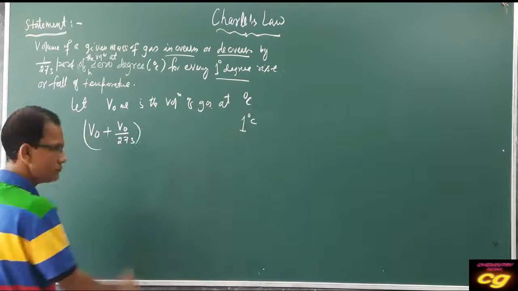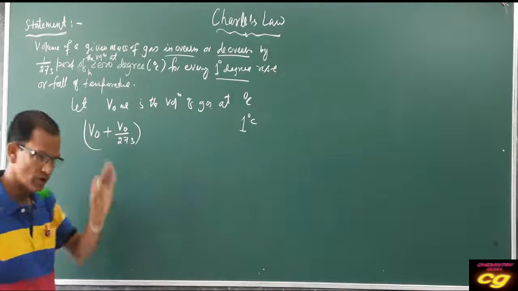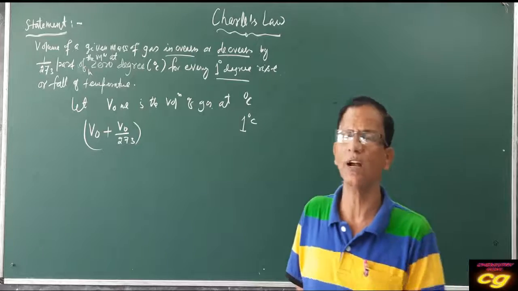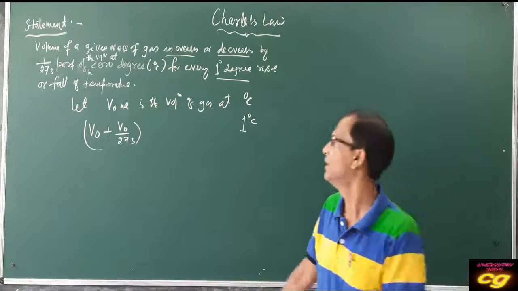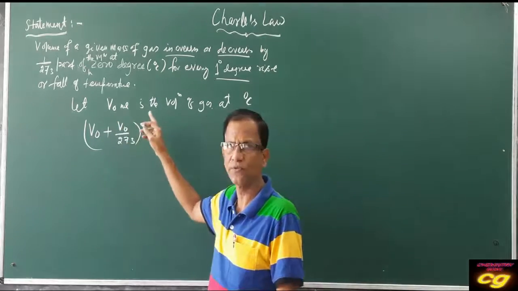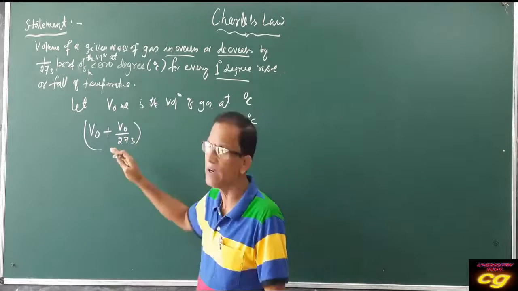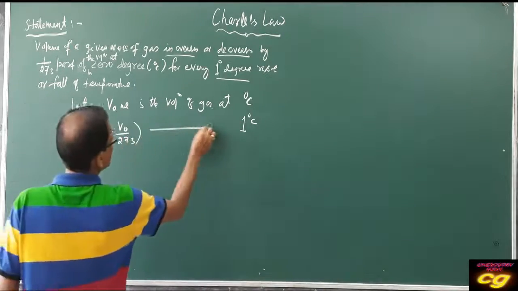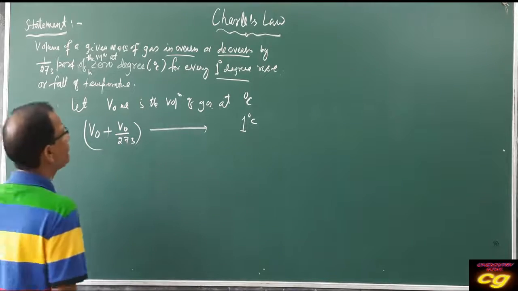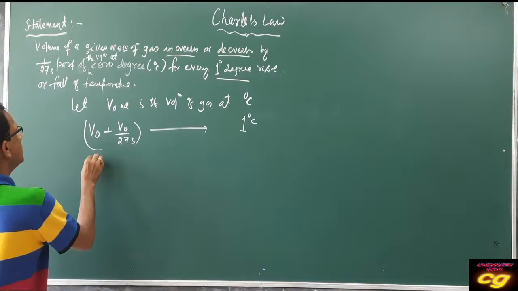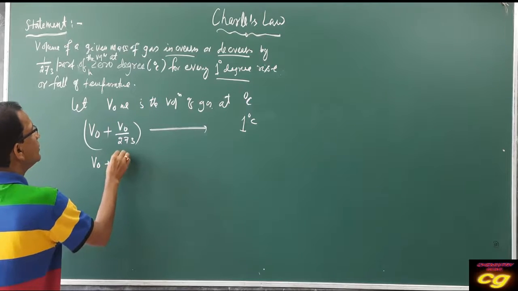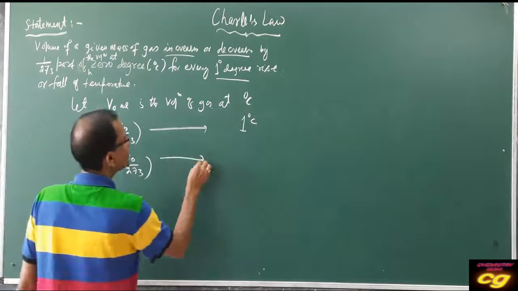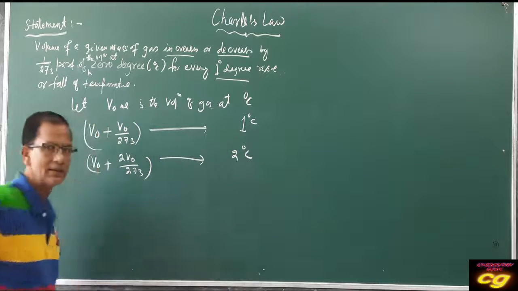V0/273. Why? Because as per the statement, for every rise of 1 degree temperature, 1/273 part of the volume at 0 degree Celsius will be added. So the volume at 0 Celsius is V0, and for 1 degree increase, V0/273 will be added to the initial volume. So this is the volume at 1 degree Celsius. What will be the volume at 2 degrees? It will be V0 plus 2 V0/273 at 2 degree Celsius, like this.